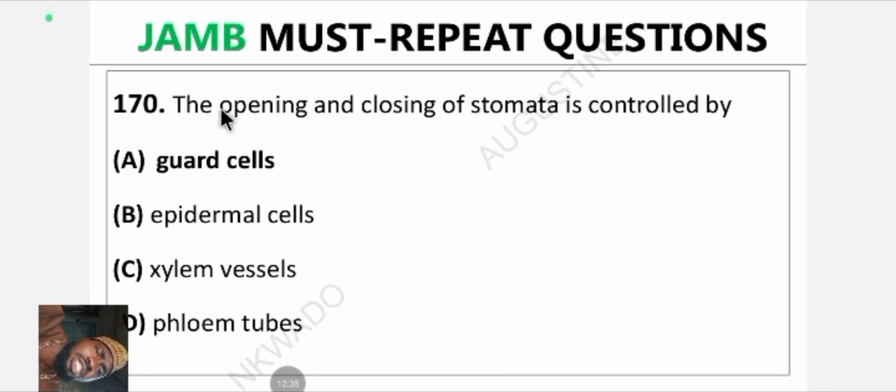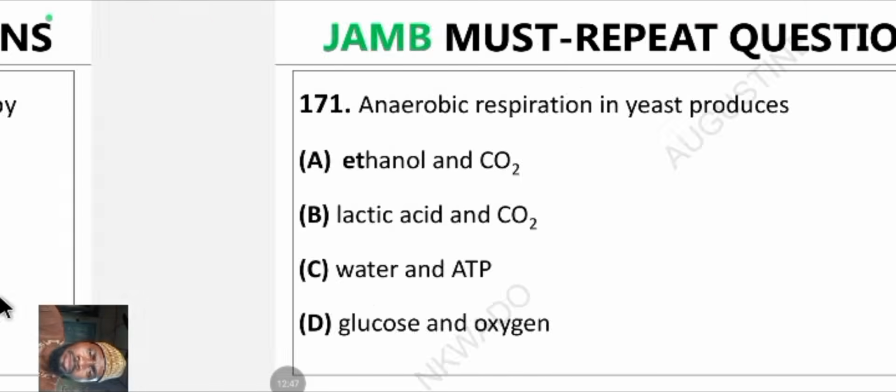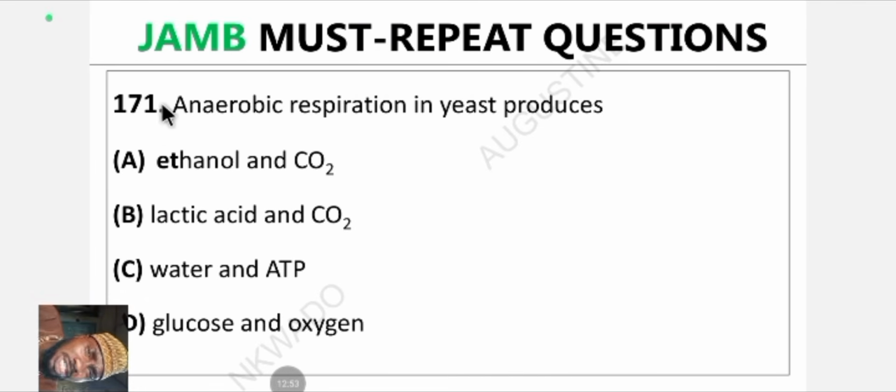Question 170. The opening and closing of the stoma is controlled by what? A. Guard cell. B. Epidermis cell. C. Xylem vessel. D. Phloem tube. What's the answer? Drop the answer in the comment section. Question 171. Anaerobic respiration in yeast produces what? A. Ethanol and carbon dioxide. B. Lactic acid and carbon dioxide. C. Water and ATP. D. Glucose and oxygen. What's the answer? Drop the answer in the comment section.